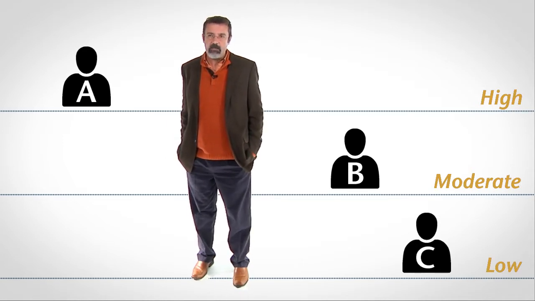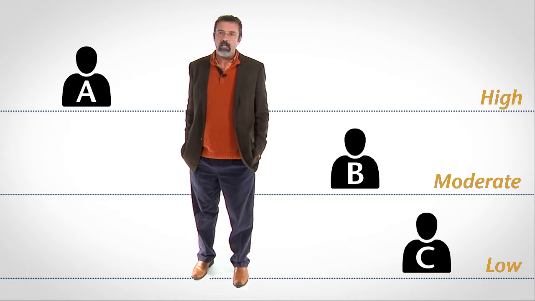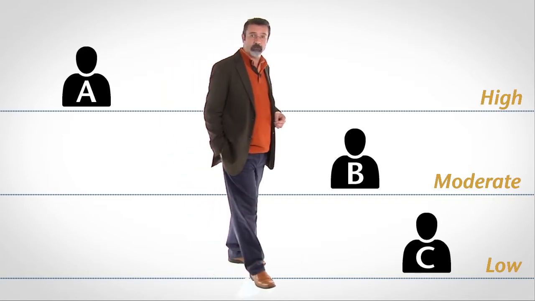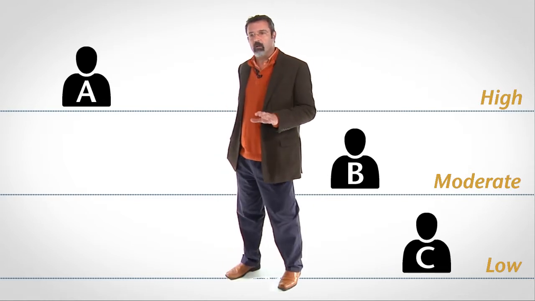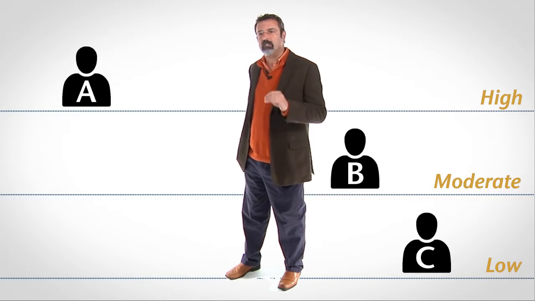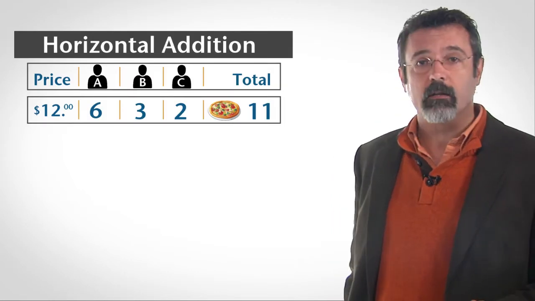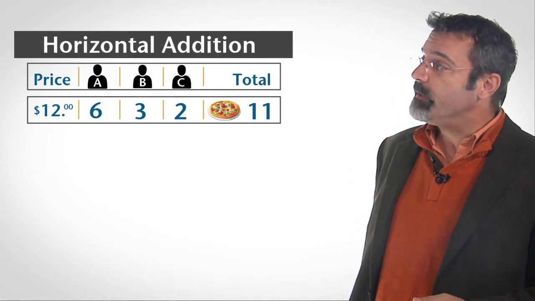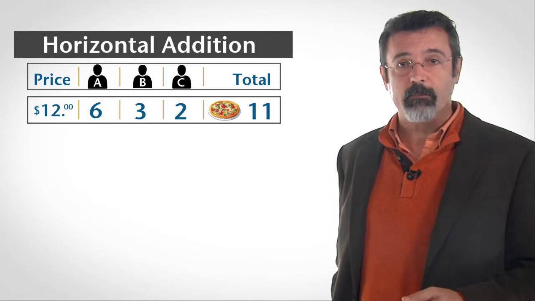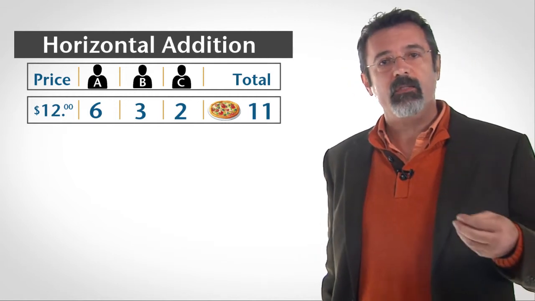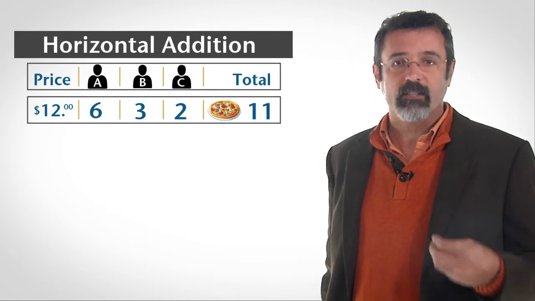We can combine these people's individual demands for pizza into a total demand for pizza by performing what is known as horizontal addition. To add the three demand curves, we pick a price and ask, what quantity of pizza will each person demand at that price? For example, if the price of pizza is $12, person A is willing to buy 6 pizzas per week, person B is willing to buy 3 pizzas per week, and person C is willing to buy 2 pizzas per week. So if the price of pizza is $12, then the 3 people are willing to buy a total of 11 pizzas per week.